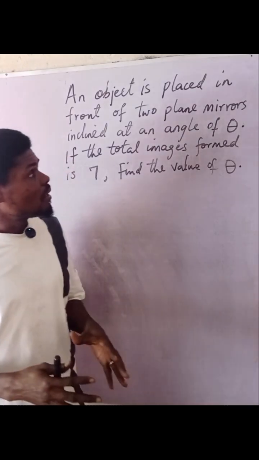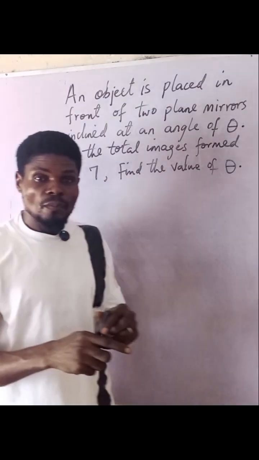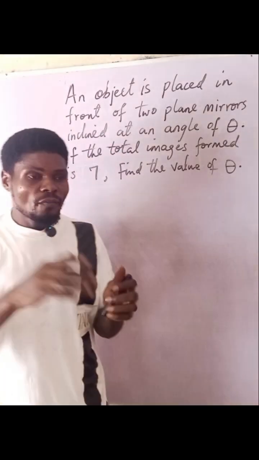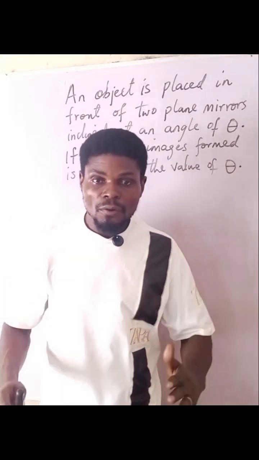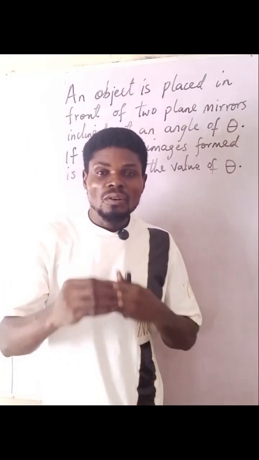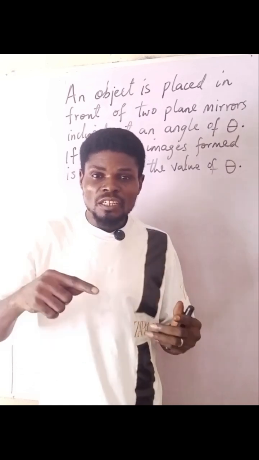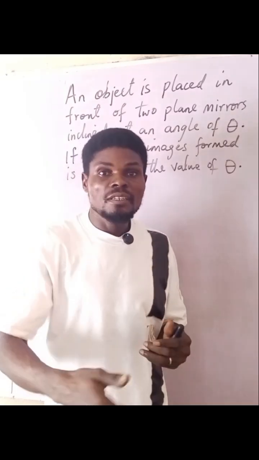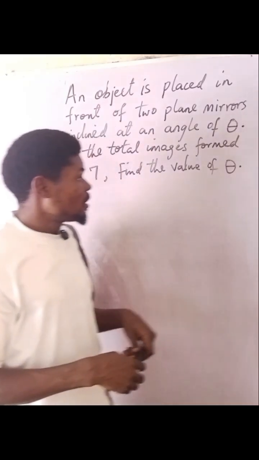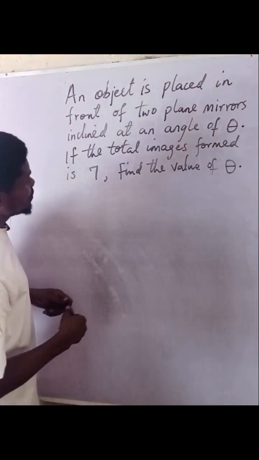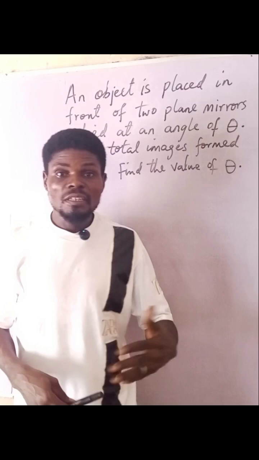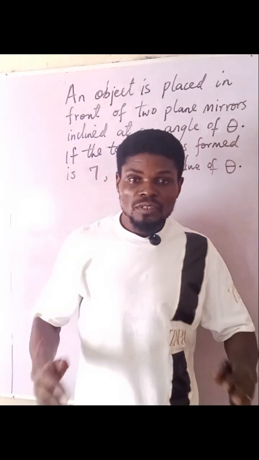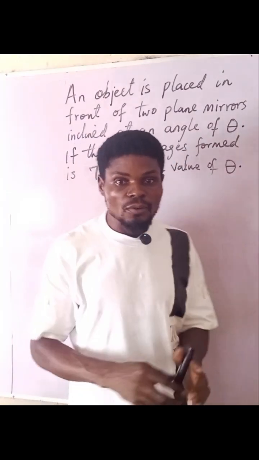we are talking about two plane mirrors. When you have a plane mirror inclined at an angle with another plane mirror, then the value of the angle of inclination determines how many images are formed. Based on that theory, there is a simple formula that helps us to calculate the number of images formed whenever two plane mirrors are inclined at a particular angle.